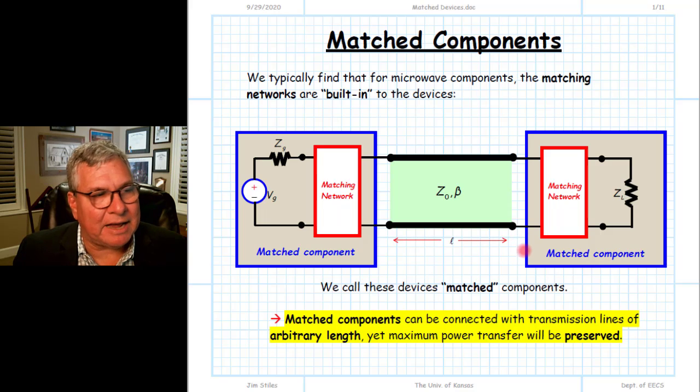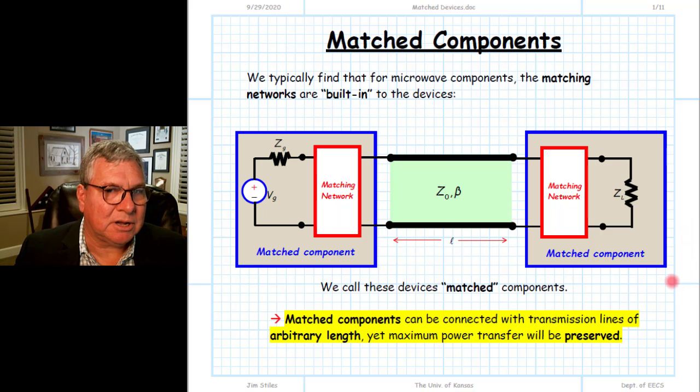Of course, the benefit of that is if we assemble a design of microwave components where all of those components are, quote-unquote, matched components, we can connect them together with transmission lines of characteristic impedance Z0, 50 ohms typically, and we find that we will preserve maximum power transfer regardless of the transmission line length. And again, that's the beauty of this: once we make sure that all the components we're using are matched, then we don't really have to worry about the length of the transmission line that we use to interconnect them.